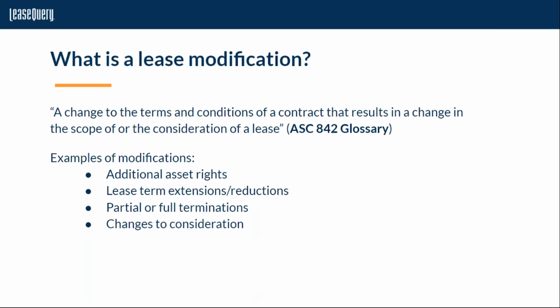ASC 842 specifically distinguishes between two types of lease modifications. The first type are lease modifications that give the lessee additional rights not included in their original lease, extend or reduce the term of the existing lease, or change only the consideration in the contract. And then the second type of lease modification is one that partially or fully terminates a lease by reducing the lessee's rights to use one or more of the underlying assets. So in this video, we'll concentrate on the first type of modification and talk about terminations in the next video.